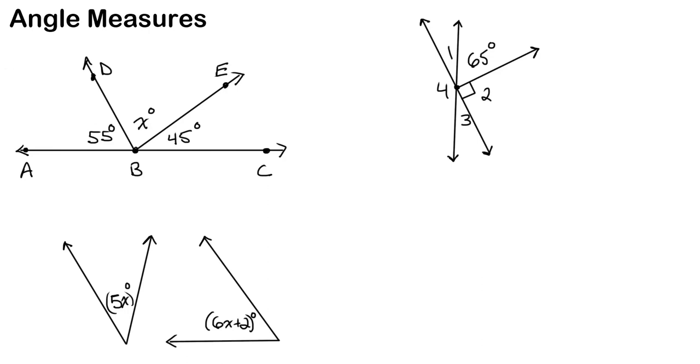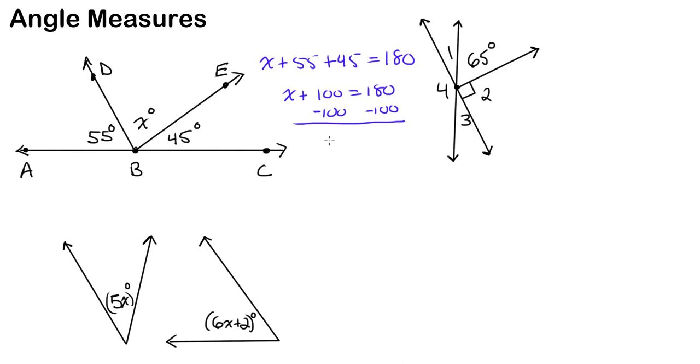So we can find the measure of X by creating an equation. So we could say, all right, X plus 55 plus 45 equals 180. Well, 55 plus 45 is 100. So X plus 100 equals 180. And when we subtract 100 from both sides, we see that X equals 80. So now we know the measure of angle DBE is 80 degrees.